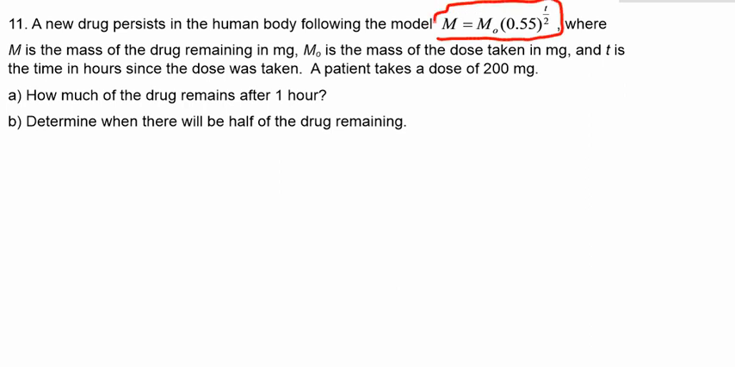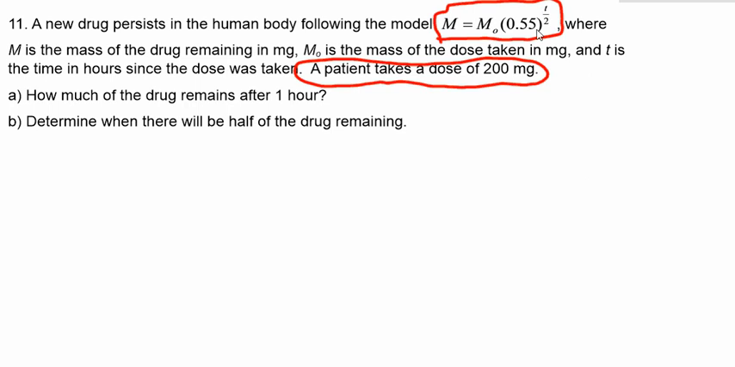It says in this model, M is the mass of the drug remaining, M0 is the mass of the dose taken, and t is time in hours since the dose was taken. A patient takes a 200 milligram dose. And I need to answer some questions: how much of the drug remains after 1 hour, and determine when there will be half of the drug remaining.